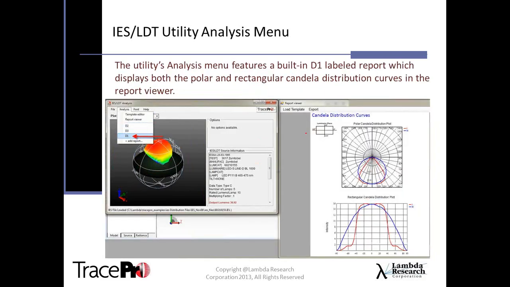The IES LDT Utility Analysis menu, which is the second menu option, allows you to export data into different reports. These can be made by you, or they can be the 3 built-in reports, D1, D2, and D3, and I'll go through what each one of those menu items allows me to do. Another option you'll see down there at the bottom is to add a report. Using the template editor, we can create any type of report style that we like, save that report, and then have that pop up as one of our menu items in the analysis menu. And I'll show you shortly how to do that as well.